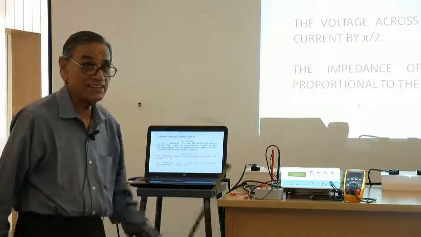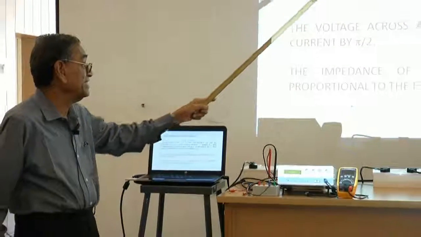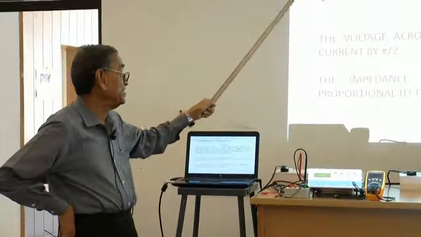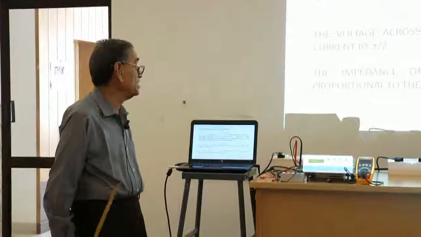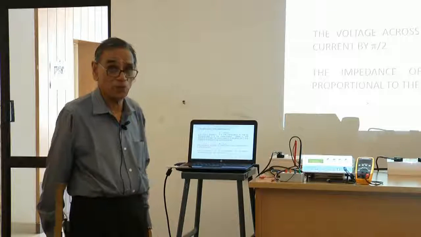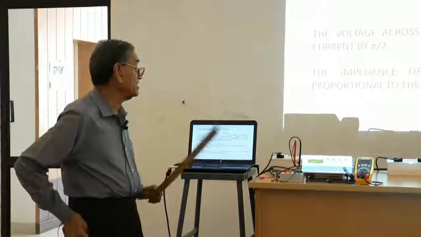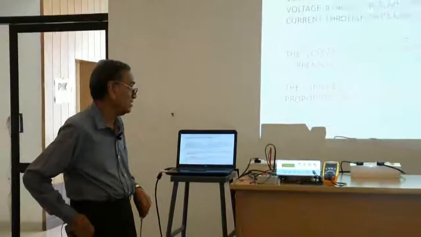The impedance of a capacitance is 1 by j into 2 pi f C, where j is square root of -1, that is exponential j pi by 2. f is the frequency of the AC voltage, C is the capacitance.